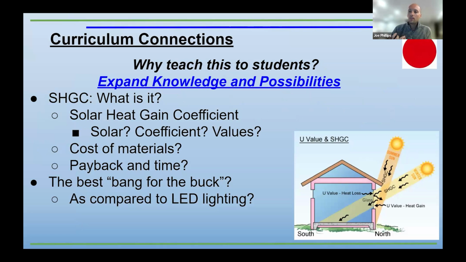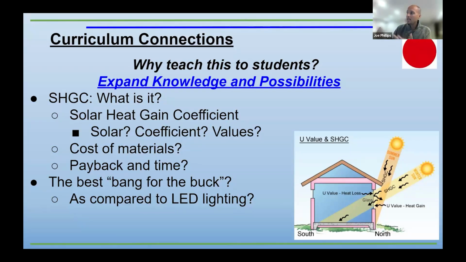So there is a change you can make to your building in Sketchbox called SHGC, which is the solar heat gain coefficient. I'm going to be honest with you, before I started using this tool, I had no idea what that meant. A quick Google search allowed me to look that up. So now I can explore solar with my students, right? I can explore mathematically, what is a coefficient? I can talk about values.